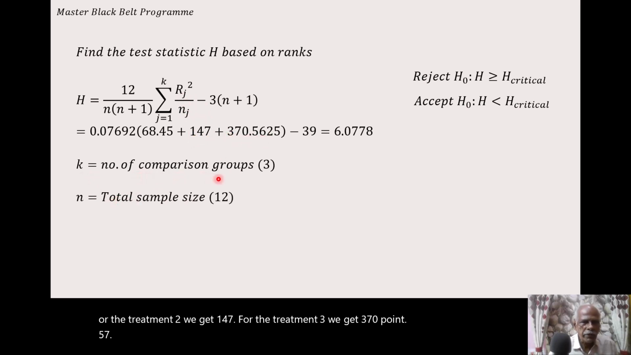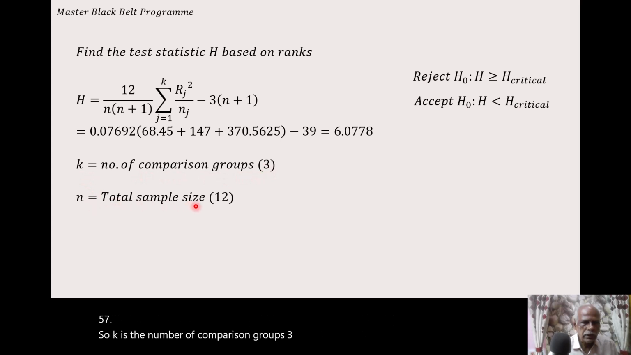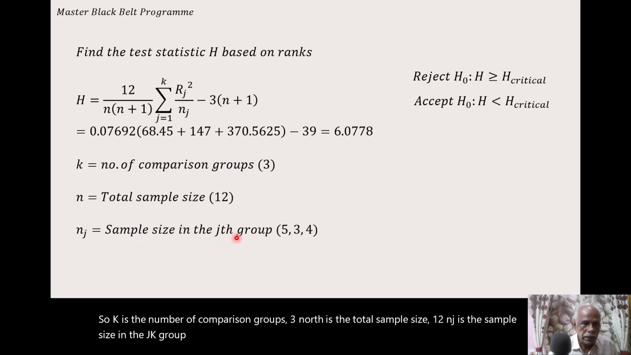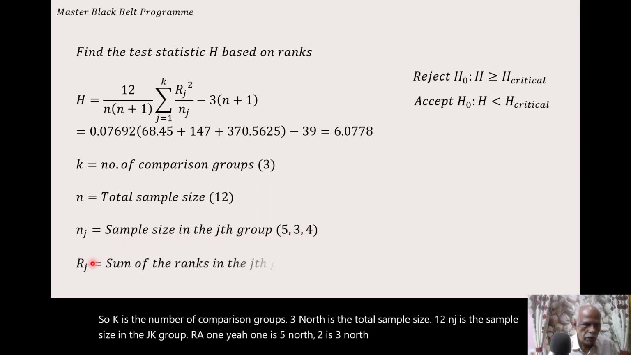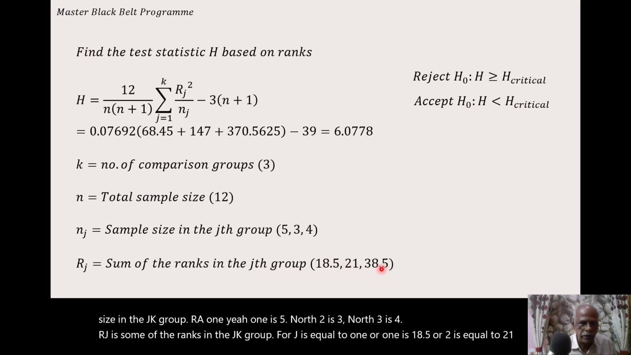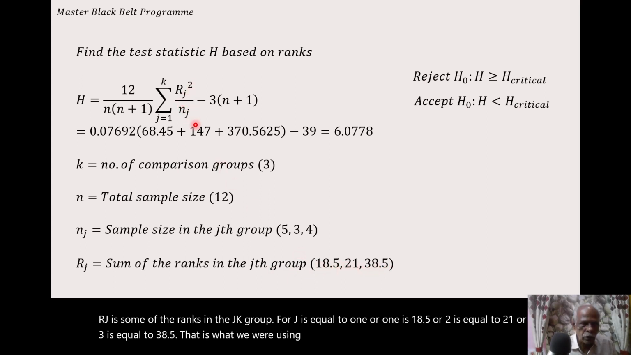So k is the number of comparison groups, 3. N is the total sample size, 12. Nj is the sample size in the jth group. N1 is 5, N2 is 3, N3 is 4. Rj is the sum of the ranks in the jth group. For j equal to 1, R1 is 18.5, R2 is 21, R3 is 38.5. That is what we were using in Rj squared by Nj.